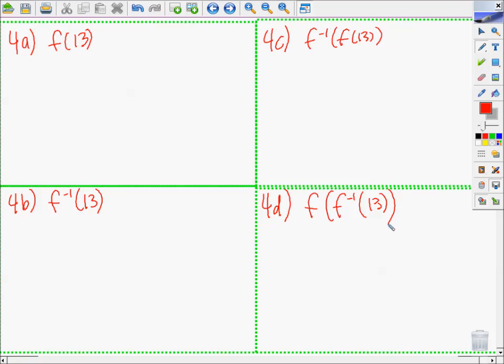Alright, so f of 13. f of 13 tells me I'm going to do what? You don't substitute, plug that in as x. Plug it into what function? Into f of x, right? Alright, and f of x is what? It's 3x minus 7 over 4, plus 11. So wherever x is, I'm going to plug in 13.